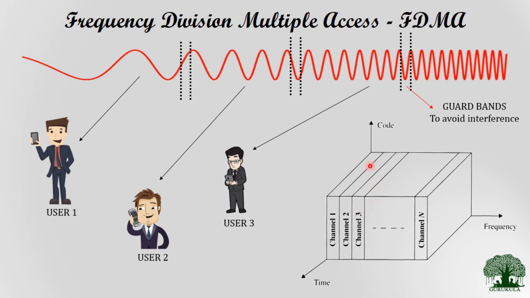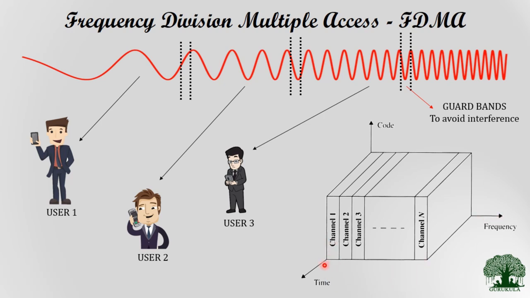So this is a more formal way of representing frequency division multiple access, and this helps us to understand the concept of how the channels are allocated to different users in frequency division multiple access. So this axis represents the frequency, this axis represents the code, and this axis represents the time. When we look into this particular diagram, you can observe that the frequency is divided into different channels.